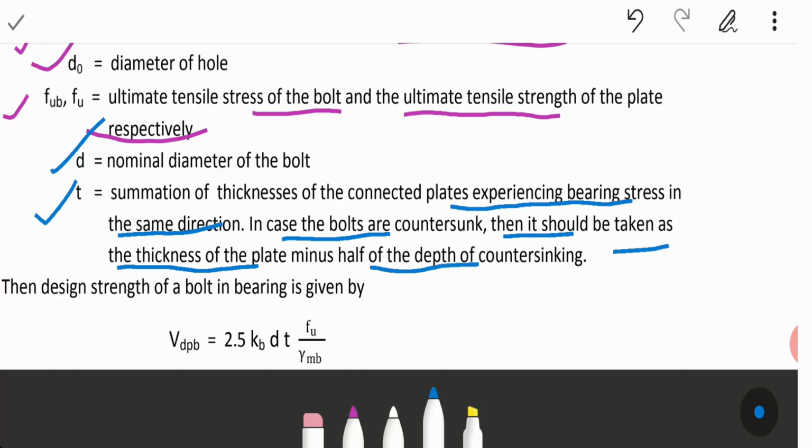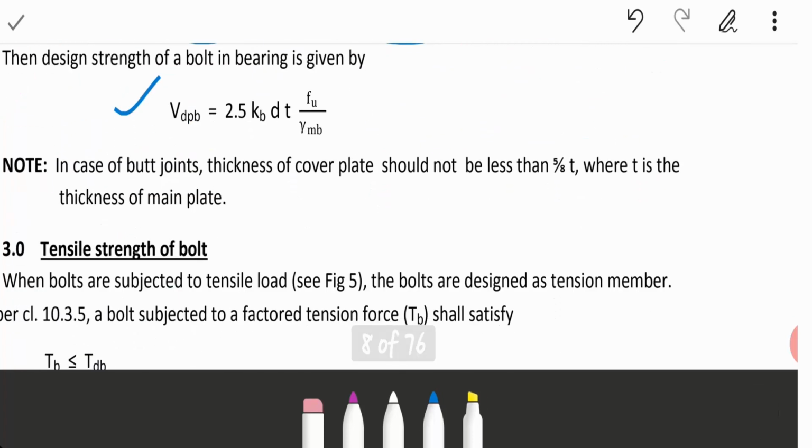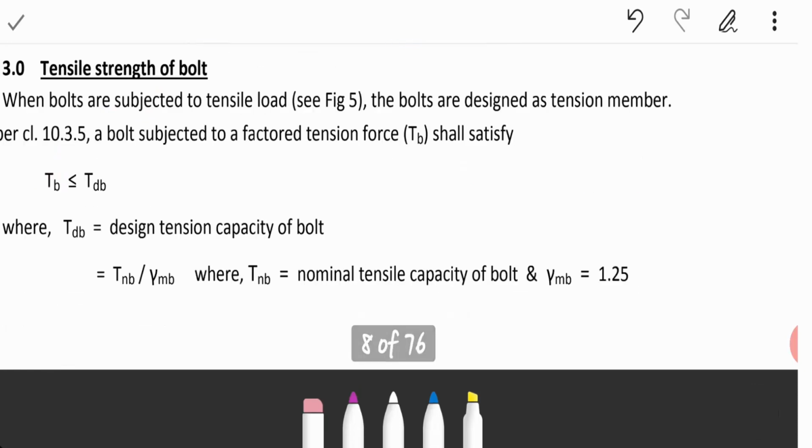The design strength of bolt in bearing is given by Vdpb is equal to 2.5 kb d t fu by gamma mb. Right? In case of butt joint, thickness of cover plate should not be less than 5/8 into t, where t is the thickness of the main plate. Right? Now I will discuss about tensile strength of bolt.